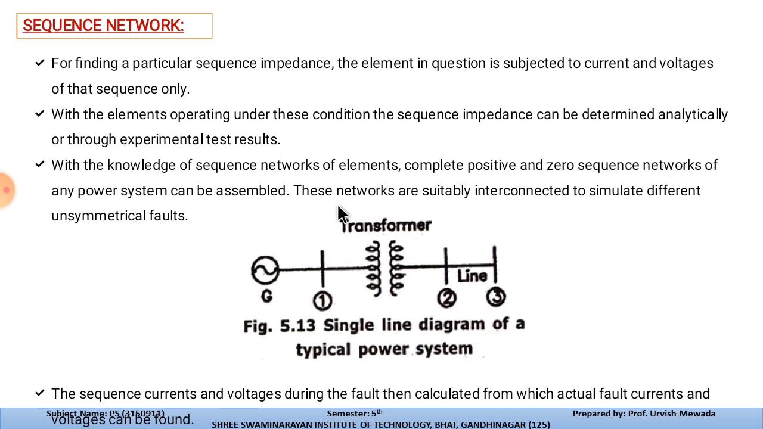We have all the elements and networks interconnected in the power system, because we have an interconnected power system. To simulate different unsymmetrical faults, the sequence currents and voltages during the fault are calculated, from which the actual fault current and voltage can be found. From that we can determine the voltage and current values from the sequence currents and voltages during the fault condition, by analytical or experimental test results, for the given typical power system.